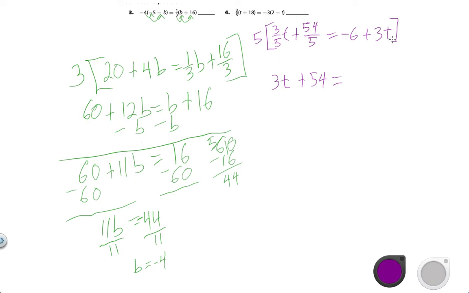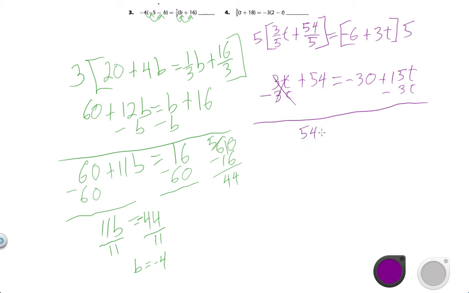And if you notice, we're actually doing the distributive property here as well, right? We're multiplying everything. We probably could write this instead as this, right? It's the same thing. We're multiplying both sides by 5. 5 times negative 6 is negative 30, and 5 times 3t is 15t. Okay, I'm going to get rid of my t's on this side this time, so minus 3t from both sides. Those cancel. That gives me 54 equals negative 30. 15t minus 3t is 12t.